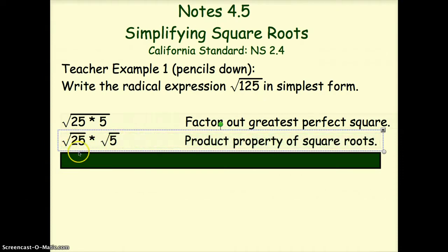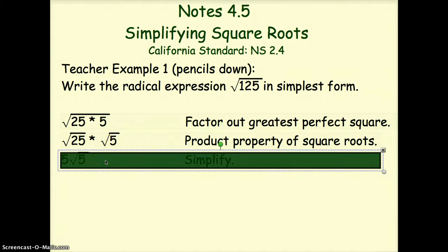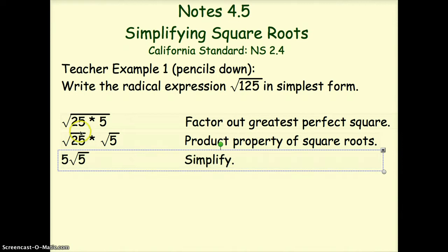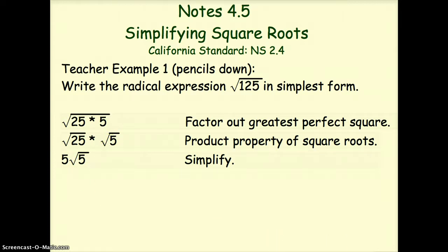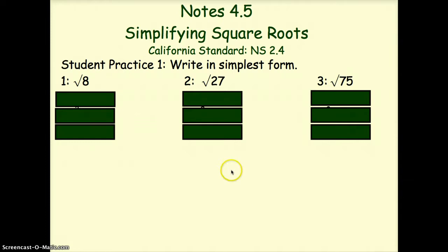The square root of 25 is obviously 5, and 5 has no square roots, and there are no perfect squares within it, so I leave it alone. And I have the 5 from the 25 outside. Notice, once I've square rooted a number, I've used up the radical sign. And then this 5 that's under the radical sign, there's nothing I can do with it, so I leave it underneath. Okay?